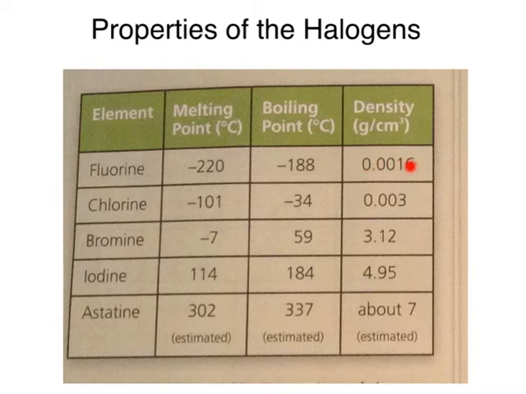So we've got a very, very low density for the two gases. They're less dense than water, as you'd expect for a gas, and then the bromine and iodine, and again the astatine, are all above 1 in terms of their density.